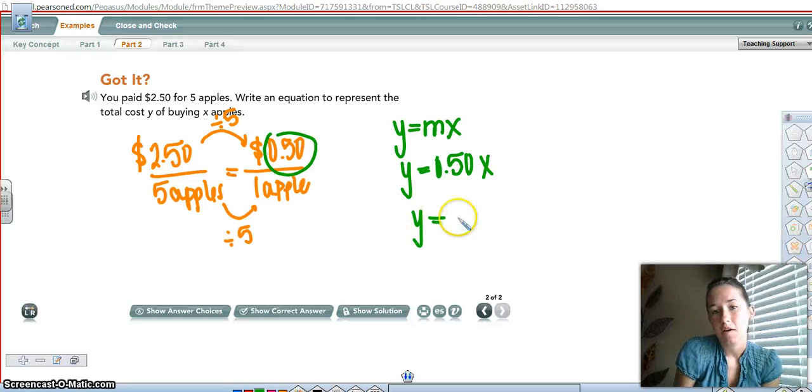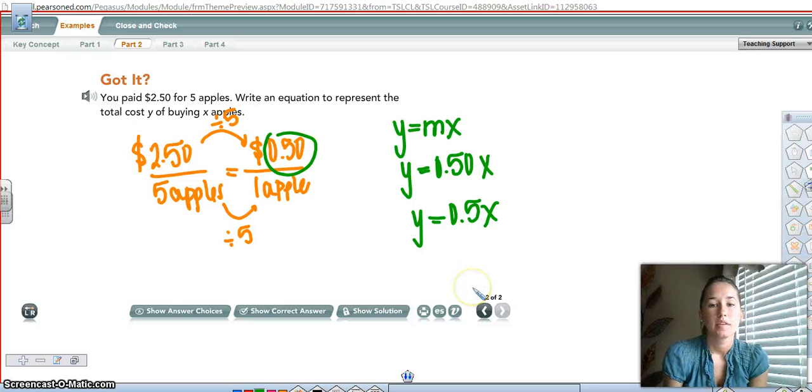We could even write it without the extra 0. We could just say 0.5x. So this is showing that we always multiply by 0.5 or 50 cents. For however many apples we have, we always multiply by 50 cents, and then we can always find the total cost.